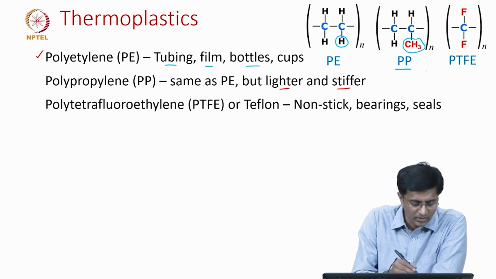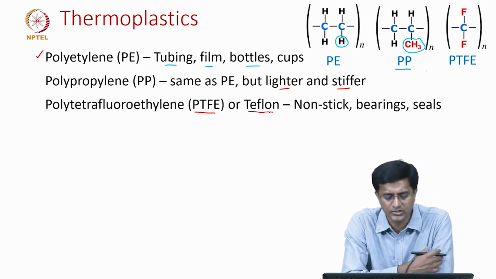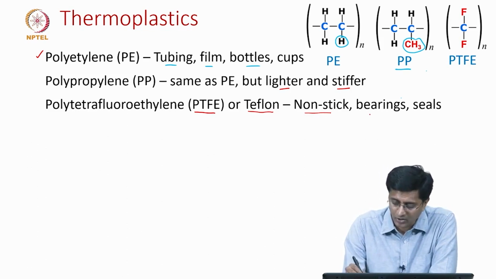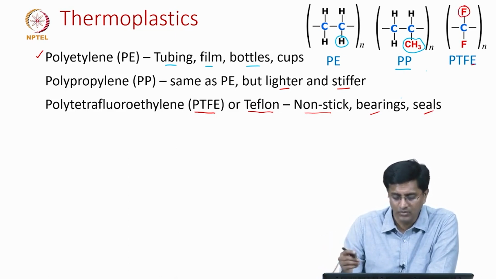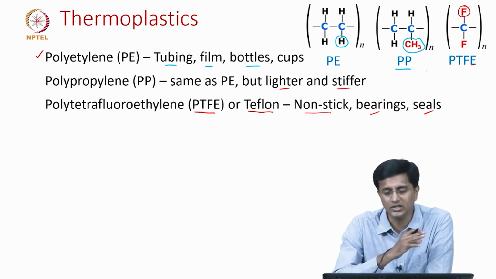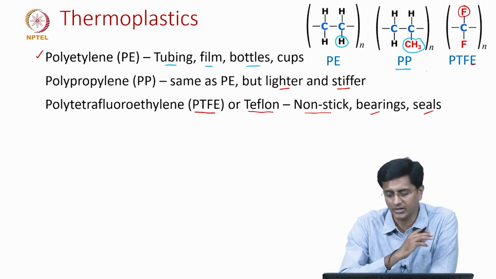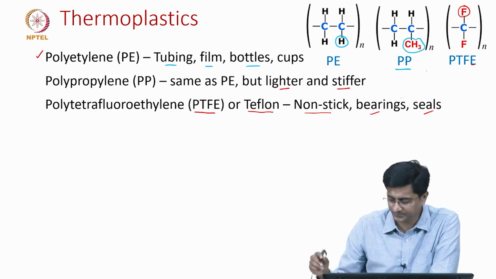Next, we look at polytetrafluoroethylene, in short PTFE, and Teflon is the commercial name by which most of us know this polymer. We use it in non-stick pans at home, and it is also used in bearings and seals. The hydrogen atoms are replaced by fluorine. Fluorine is a non-sticky atom, so that is the reason why it is used as a solid lubricant, and that explains why it is used in lubrication free bearings and seals.